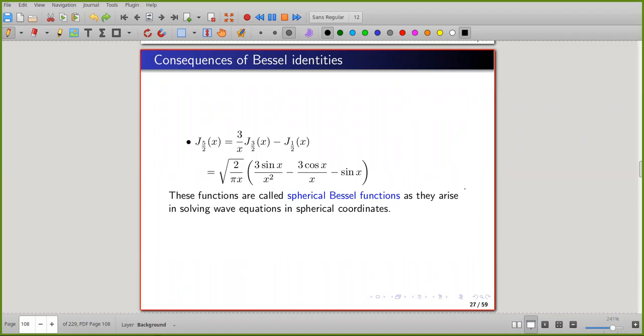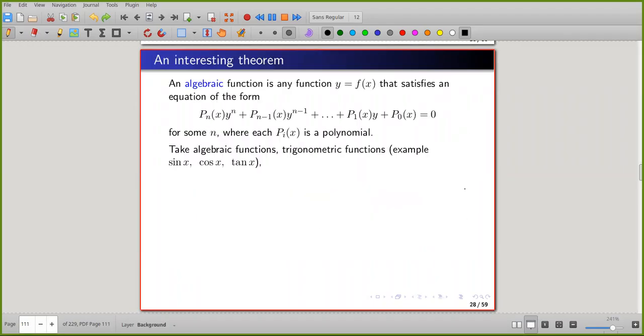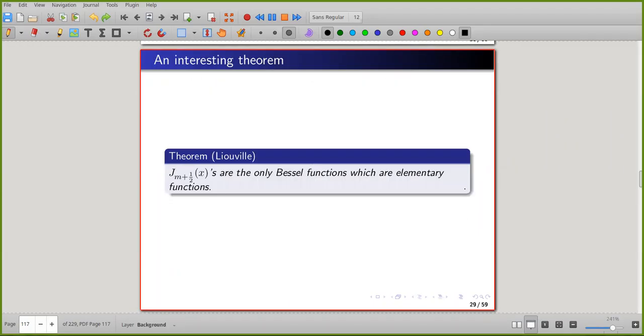There's some stuff which is not so important, and these are slides which I've already done. So let me go on. This is the interesting theorem of Liouville. He says that J_{m+1/2}, these functions that we saw, are the only Bessel functions which are elementary functions.